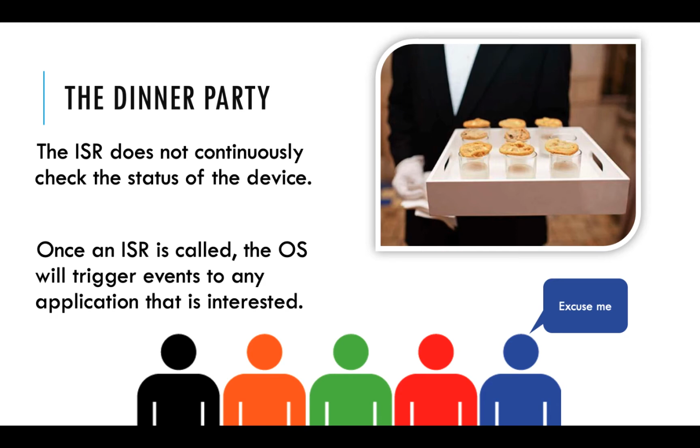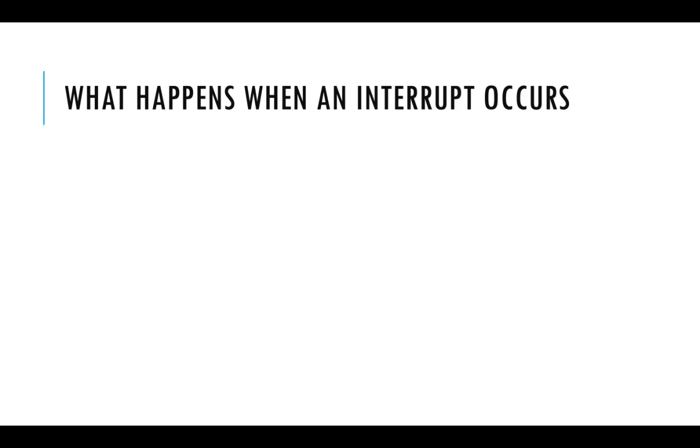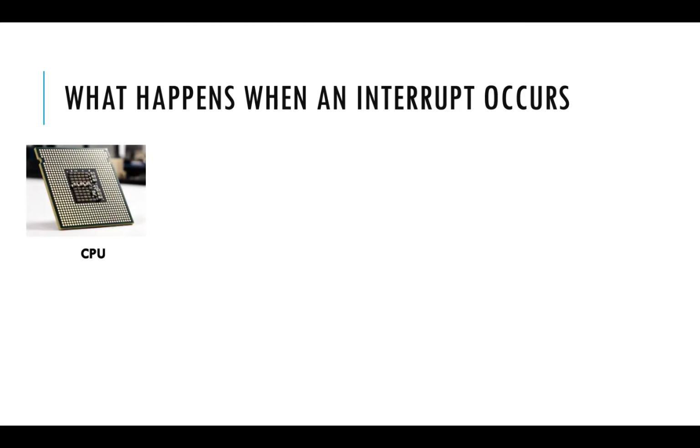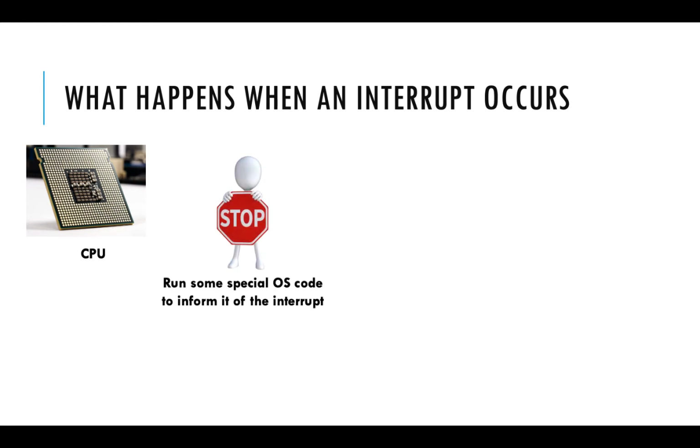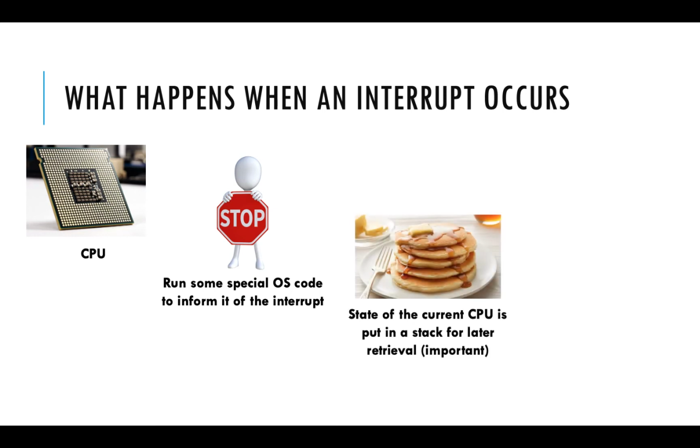So once an ISR is called, the operating system will trigger the events. And in order to trigger the event that we want to happen, we have to stop the CPU, and that's what an ISR does. It runs some special operating system code to inform of an interrupt. We take the state of the current CPU and put it on a stack, and that's important because later we're going to retrieve it so that we can continue what we were doing before.